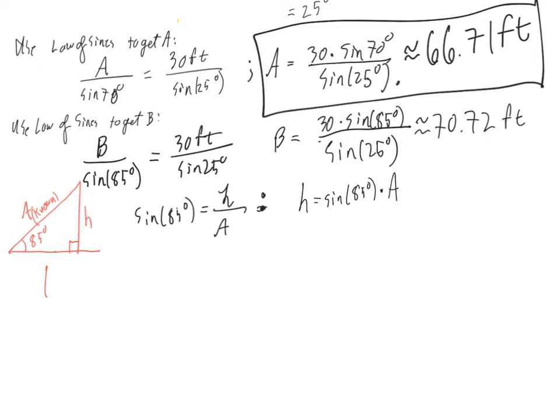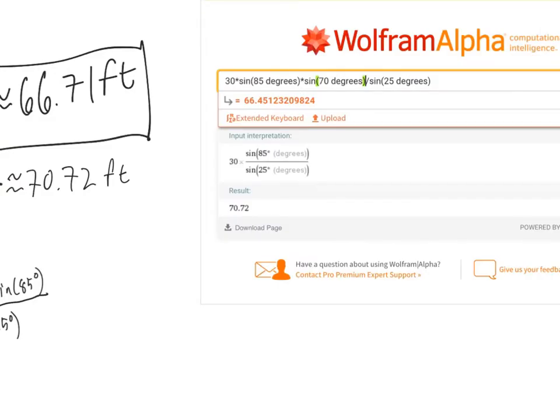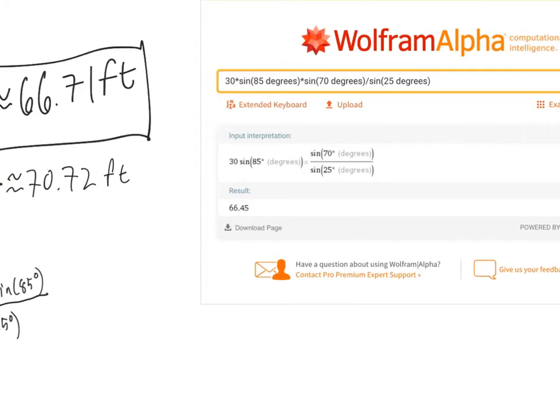But I know what a is. a is this. I'm going to use the exact formula instead of the approximation in order to avoid errors from propagating. This is equal to 30 times sine 70 degrees times sine 85 degrees all over sine 25 degrees. There's an exact value. Notice none of those angles are angles that I see in the unit circle, so the best I can do is an approximation. The height is, well, let's use a machine. Here we are. Looks like it is 66 feet above the ground.